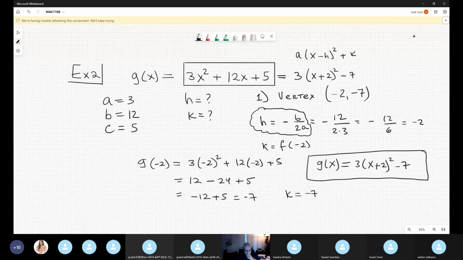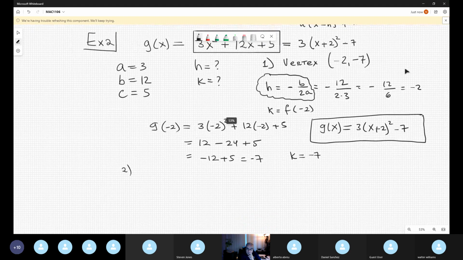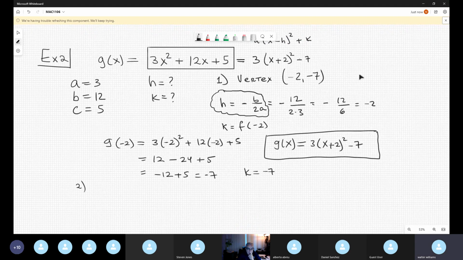Okay, cool. Now, I complete the first step. The second step is in what direction open our parabola? Open up or open down? What do you think? Open down. Why? I need to understand open down. Why? What is the value of the A? 3. So 3 is positive. Open up. Open up, no? Yes, open up. Because A is positive.